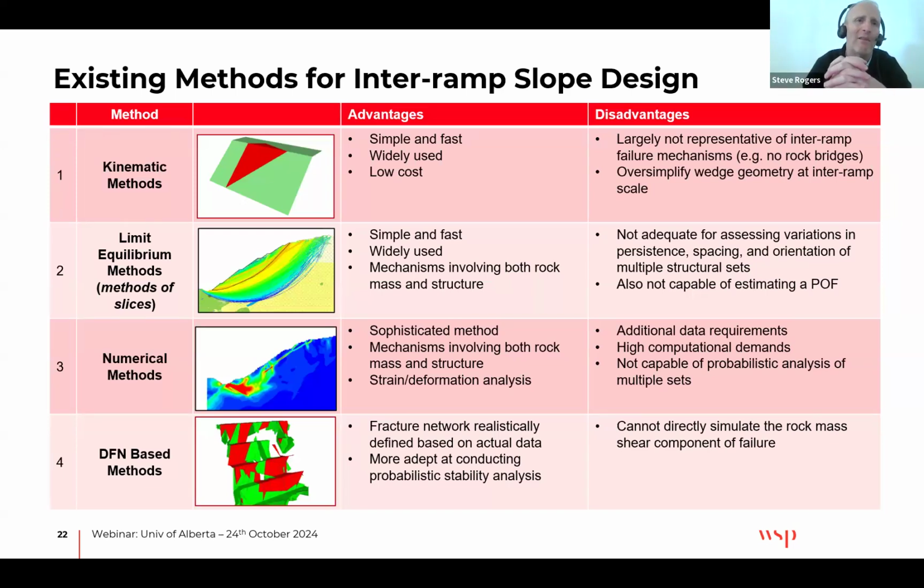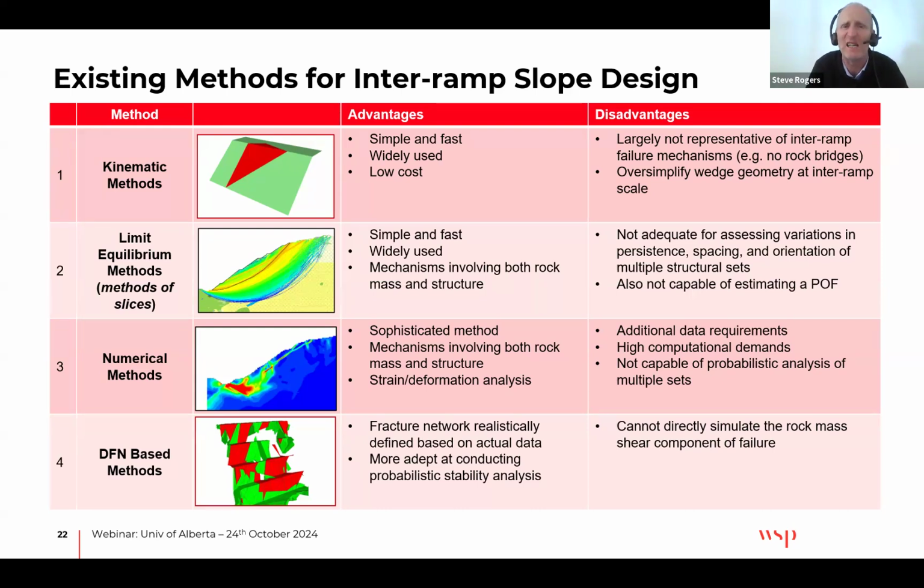So look, let's think about how we might look at some kind of interramp slope analysis and design. There's a few ways we can do it. We could use simple kinematic methods. We could use slices, limit equilibrium methods like Slide. We could build complicated numerical models like FLAC3D or 3DEC, or we could use DFN models, and they all have pros and cons.